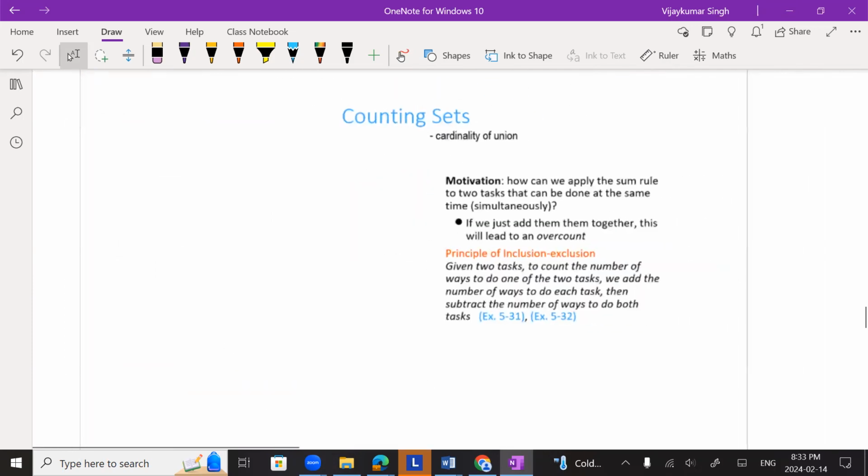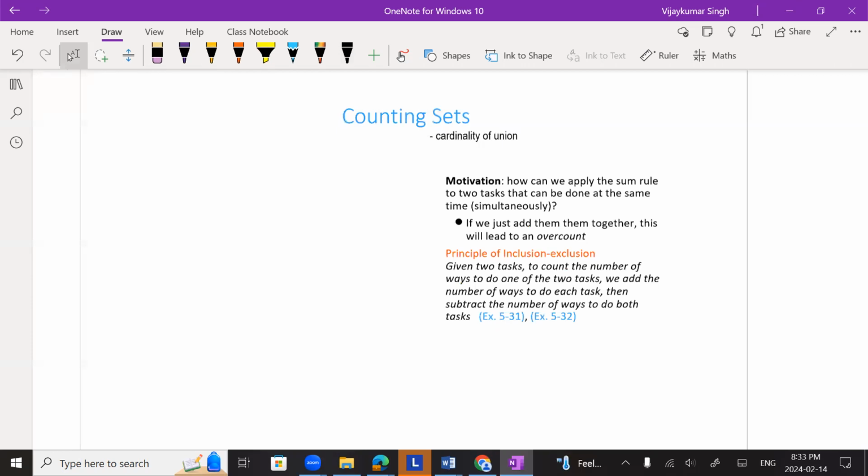Now comes a very interesting thing. Now comes the cardinality of union. Now this is a very powerful result. Okay. You can see this. I mean, yeah, we can keep talking about lectures and lectures about it. Okay. So this is the principle of inclusion exclusion.